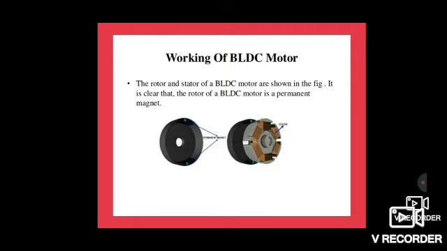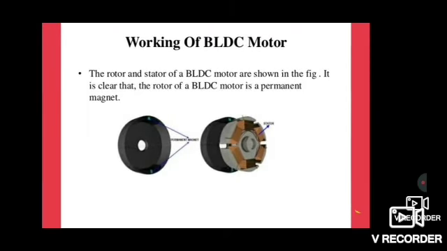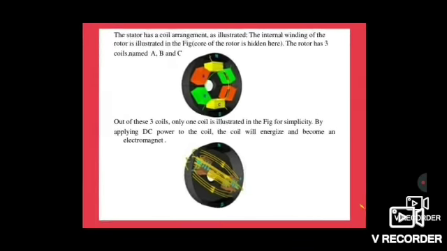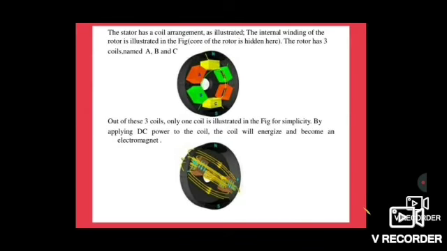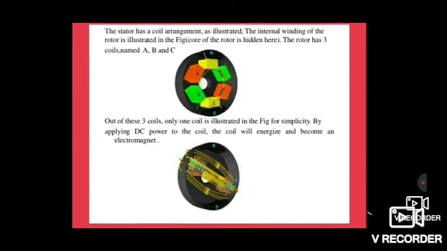Then we will see about the working of BLDC motor. The rotor and stator of a BLDC motor are shown in the figure. It is clear that the rotor of a BLDC motor is a permanent magnet. The stator has a coil arrangement as illustrated. The internal winding of the stator is illustrated in the figure. The core of the stator is hidden here.